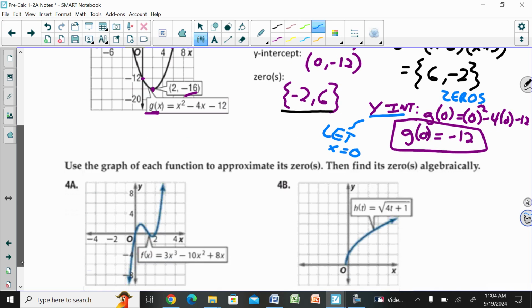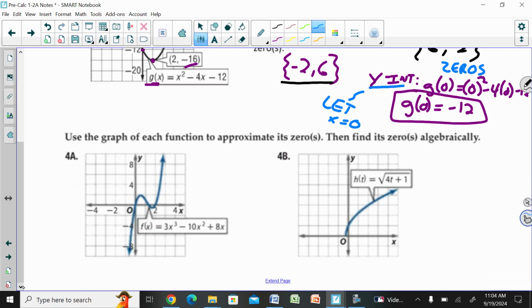All right, so 2 more. Let's get through them here. Use the graph of each function to approximate its zeros, then find those algebraically. All right. So again, looking at the graph, I'm just trying to find the zeros here. If I just look at the graph off the bat, it looks like it crosses at 0. Looks like it crosses again at about 1 1/3, so 1.3, we'll say, and then maybe again at 2. Okay, so that's just looking at the graph.